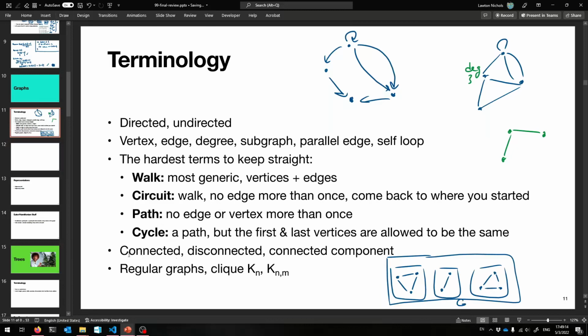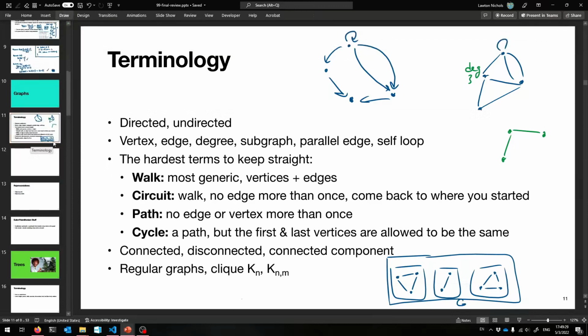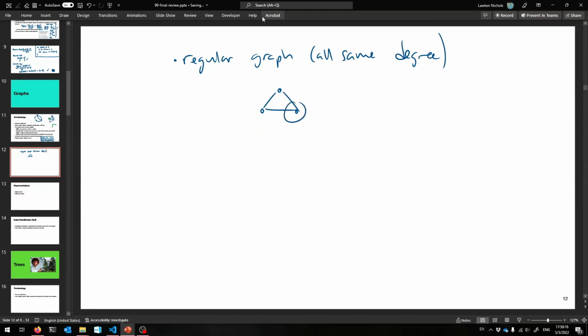And that's that terminology. And then we have regular graphs, cliques, and fancy KNMs that section off who's connected to who, or who's touching who. So let me give you some examples of those. A regular graph is a graph where everybody has the same degree. So here's a graph where everybody has degree 2, right? This has 2 neighbors, and so does this one. They all have the same degree, same number of neighbors. That's a regular graph.